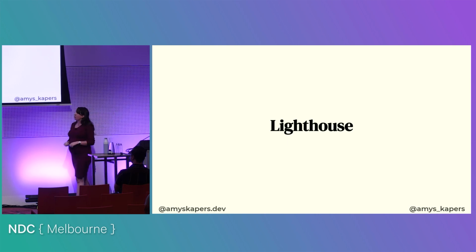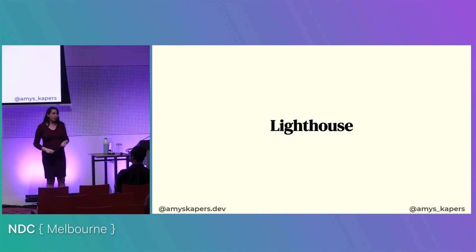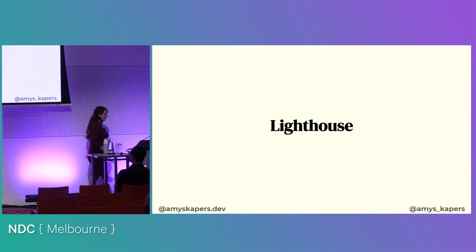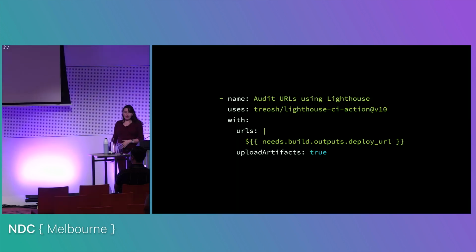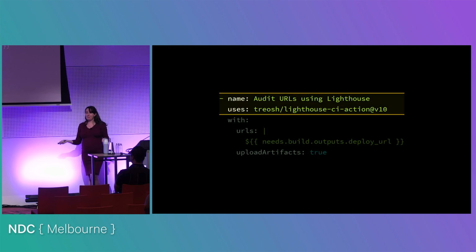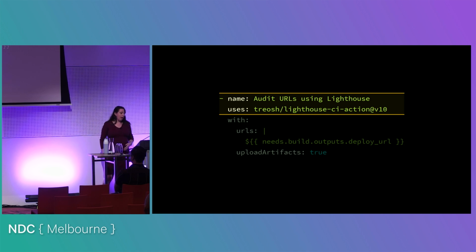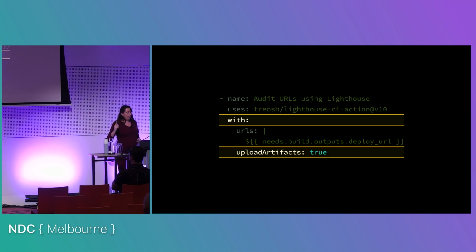The first test I'm going to run is Lighthouse, because this gives us a whole bunch of information about websites, and I know I'll get a nice little report at the end. This is also super easy to do in GitHub Actions because there's a package. So I'm going to use the Lighthouse CI Actions package, and I'll get a report back from this afterwards.